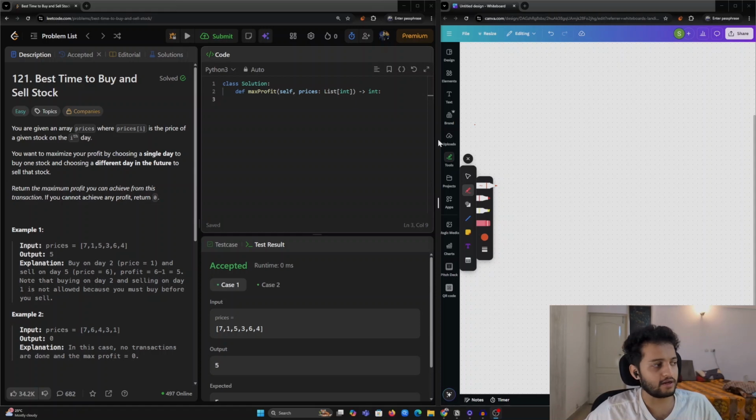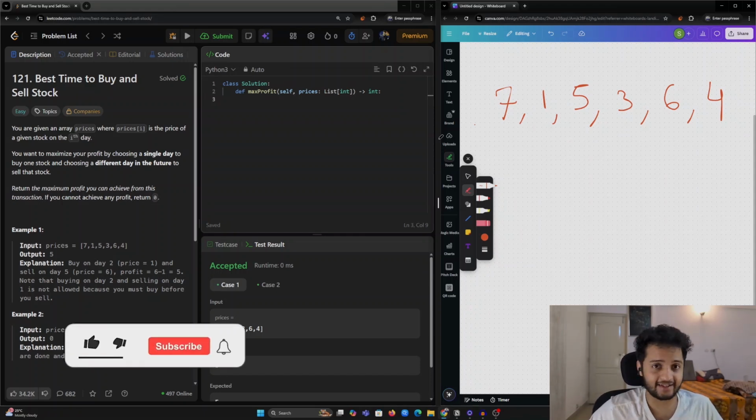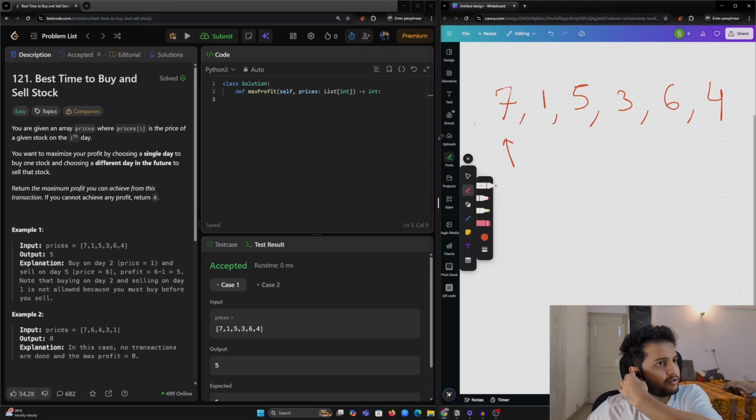So let's first look at the example. On the first day, the stock price is 7, then 1, 5, 3, 6, 4. So by the way, this does not happen in real life because if you knew the stock prices in the future, you could have easily chosen your best profit. But for the sake of this question, let's assume that. Okay, so the first day has value 7, then 1, 5, 3, 6, 4.